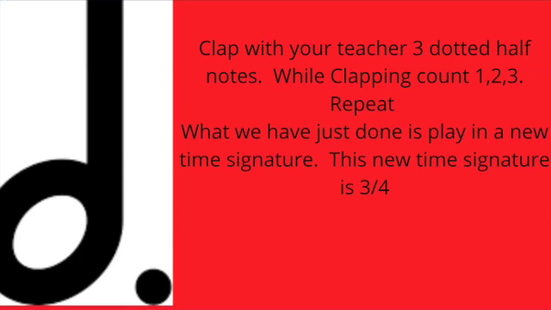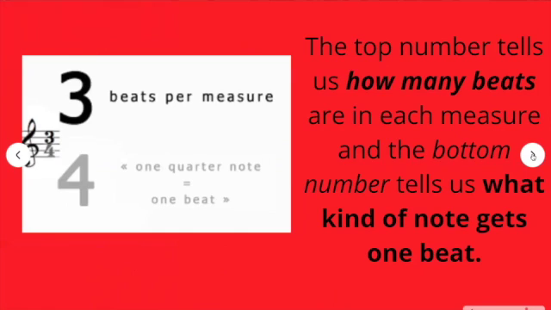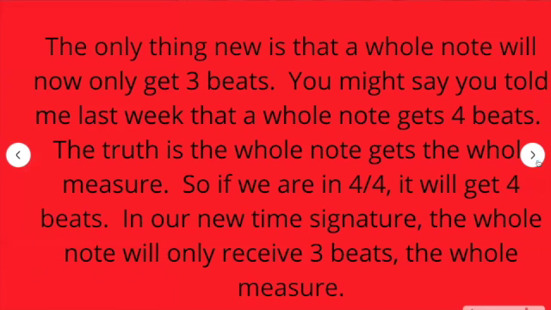What we have done is just played in a new time signature. The new time signature is 3/4. So remember, the top number tells us how many beats. So 3 means there are going to be 3 beats per measure. And the bottom number tells us what kind of note. That's still 4, so it's still a quarter note. The only new thing is that a whole note will now get 3 beats.